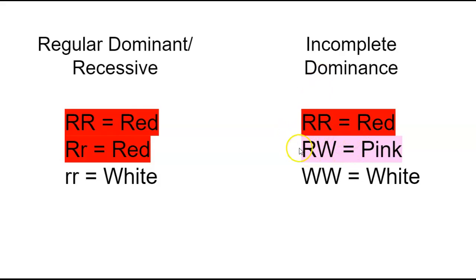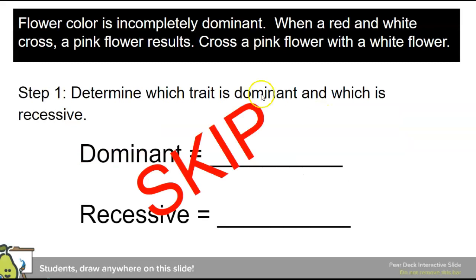Okay, the heterozygous phenotype here, the one that has one of each letter, is always going to be a blend of the other two. So let's do a problem.